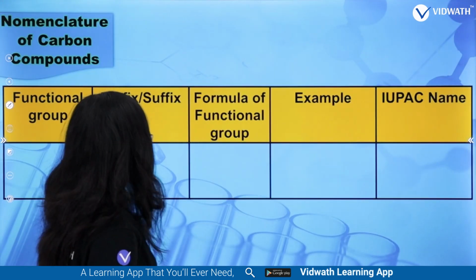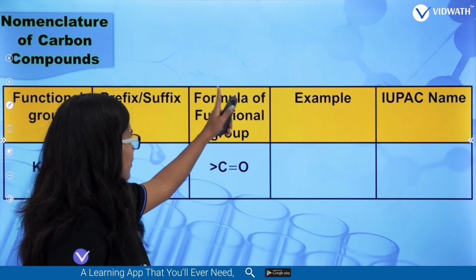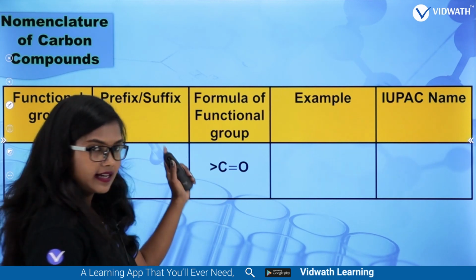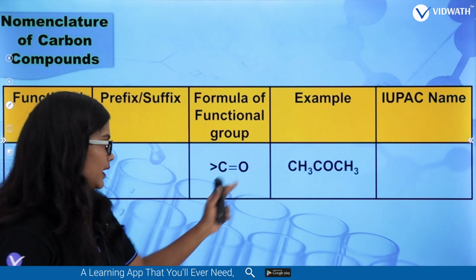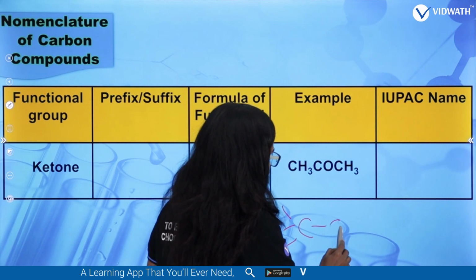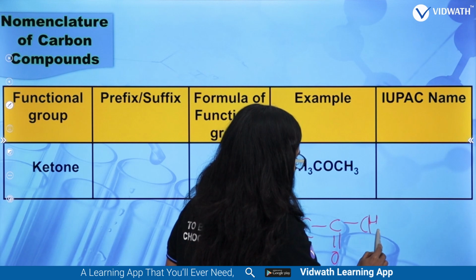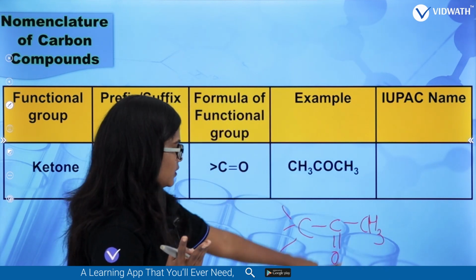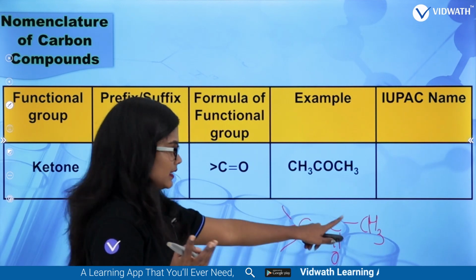Yes, moving to the next one, we do have a ketone whose functional group formula is C double bond O. If it is attached to a carbon in the hydrocarbon compound, then how do we name it? If you can see here, CH3, C double bond O, CH3. Clear? Totally how many carbon atoms? 3 carbon atoms. So we do have a C double bond O, right?